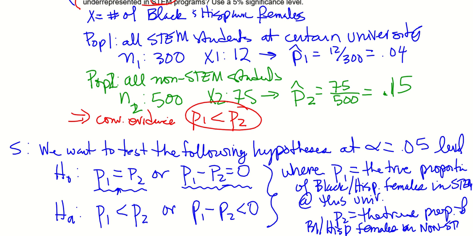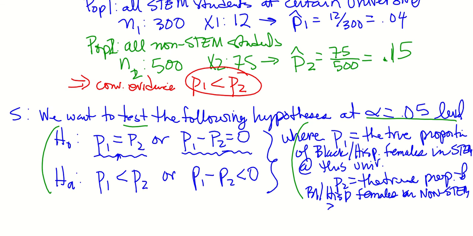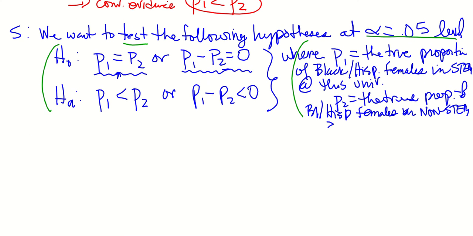Okay, so that has all the classic statements that we want to make, right? We are testing our hypotheses. Those are spelled out. We give our significance level, and we define our parameters. So there's our state. Let's move on. All right, pause the video and make your plan statement.